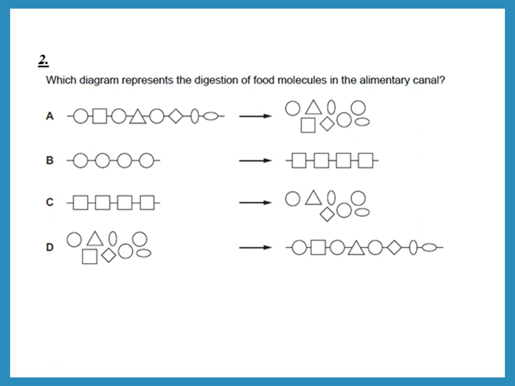Which diagram represents digestion of food molecules in the alimentary canal? Which of these represents digestion? Digestion means I'm starting with a long chain of molecules joined together, and basically I am cutting it up into small molecules. So of course that would be choice A. Can you see that?